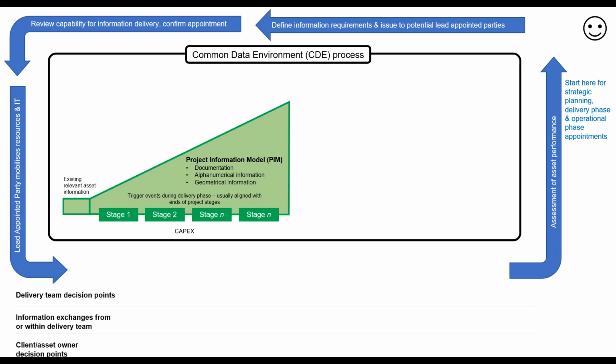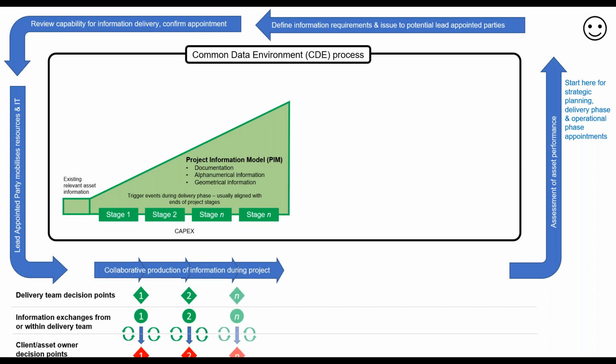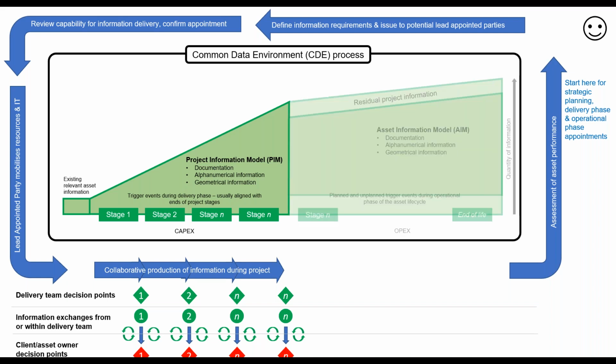So down the bottom there, and again, this isn't anything new really. At the end of each stage, there are various decision points for the delivery team, and then information exchanges with the client asset owner, which will then trigger how the next stage continues. So there's the collaborative information production and those delivery point exchanges and decision points as the information builds to the end of stage and to the end of the project and handover, and then we move into the asset information model, into the operational phase.